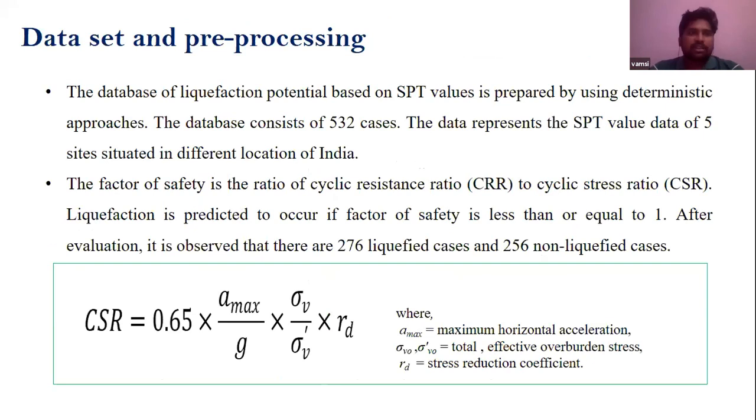For the dataset and pre-processing, in this work, we have taken the database of liquefaction potential based on SPT values by using deterministic approaches. The data consists of 532 cases. The data represents SPT values of different sites located in India. We have to calculate the factor of safety. It is the ratio of the cyclic resistance ratio CRR to the cyclic stress ratio CSR. The liquefaction is predicted to occur if the factor of safety is less than or equal to 1. If it is greater than 1, the liquefaction will not occur.